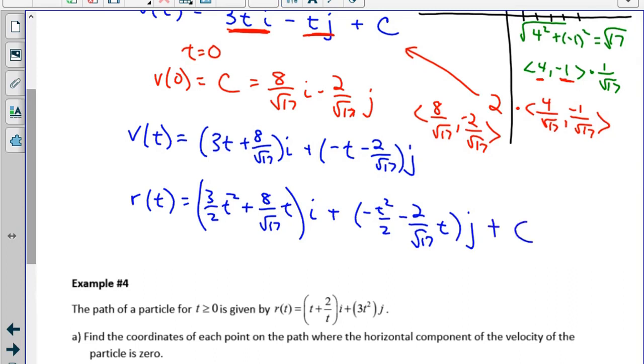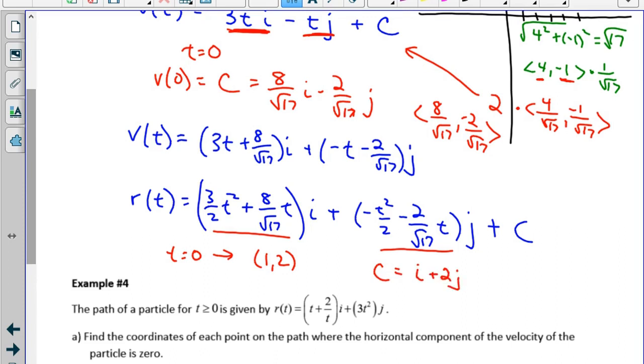And we actually know what this constant is, because when t equals 0, I know that I'm at the point 1 comma 2 because that's what the problem tells me in the first sentence. So since that's true, when t equals 0, notice that all of this will go away, all of that will go away, and so my c has to end up being i plus 2j.